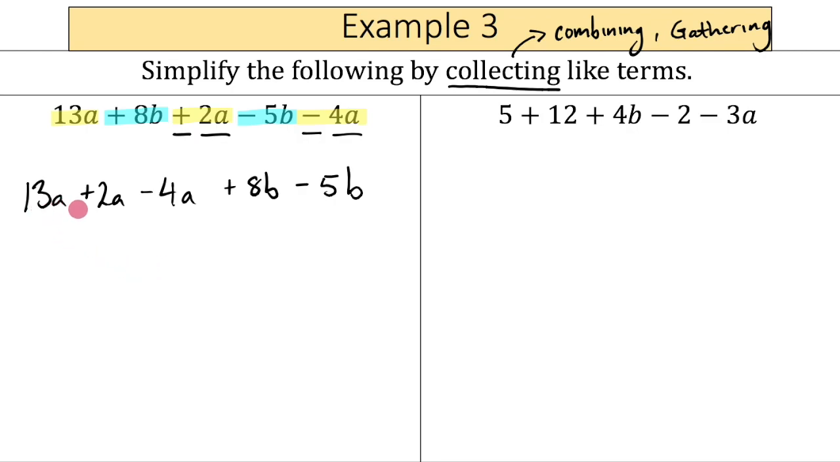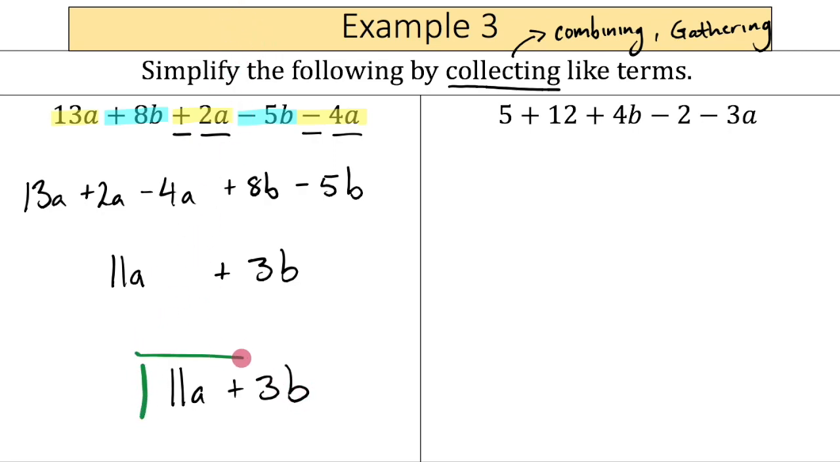So now that I've changed the order around, now I can really collect them together. So I know that 13a plus 2a, well, that's 15a, minus 4a, that is 11a. And over here, I'm going to have plus 8b minus 5b, well, 8 minus 5, that's 3, so I'm going to get plus 3b. So my answer is going to be 11a plus 3b. So I'm going to get a green, and I'm going to put a box around that.